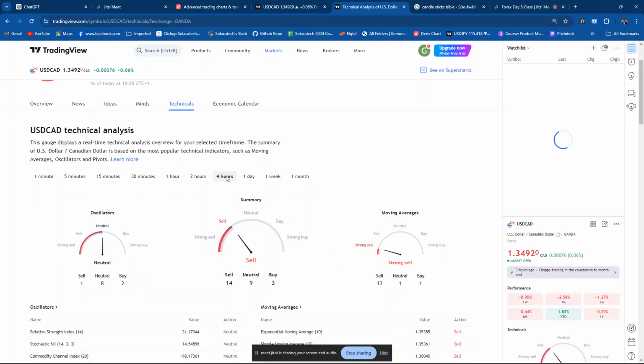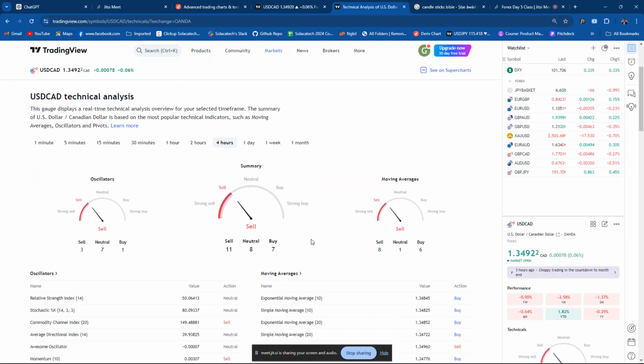So great. So on a 4 hour time frame, you can see where the oscillators is. It's not a strong sell, neither is it neutral, neither is it a buy. So there's a high chance that this market is indecisive.